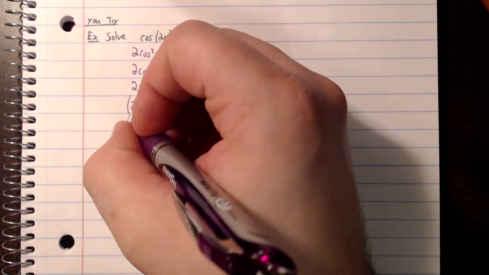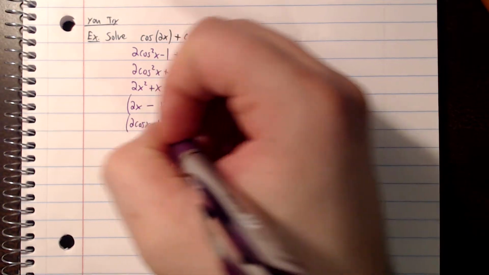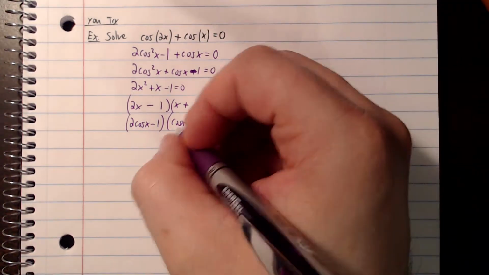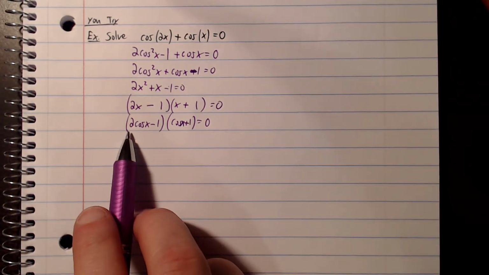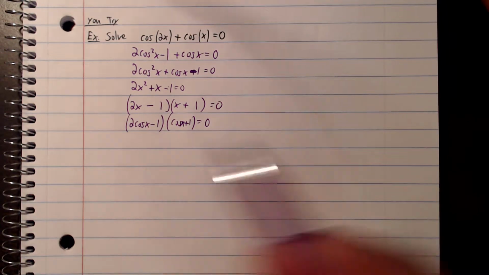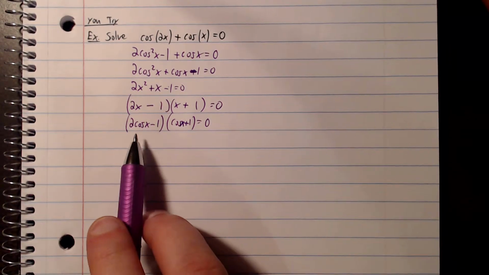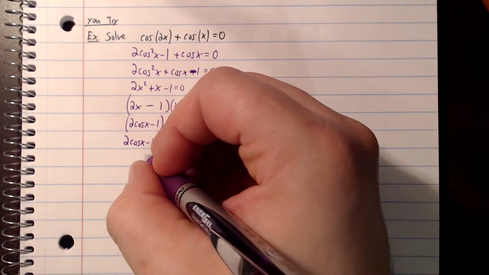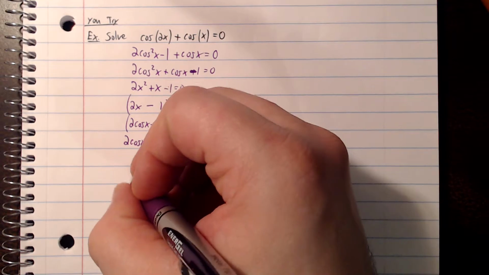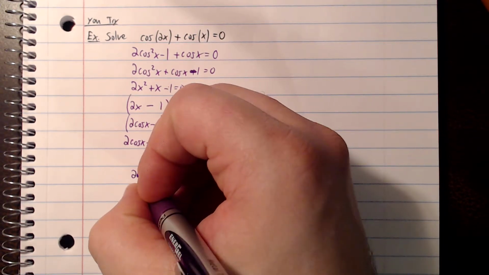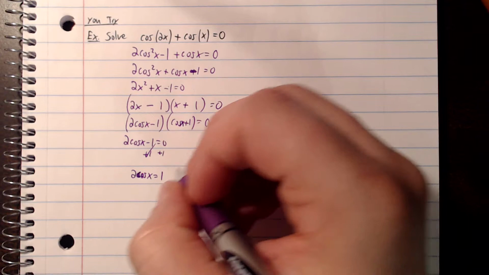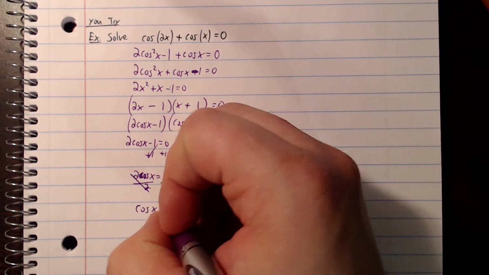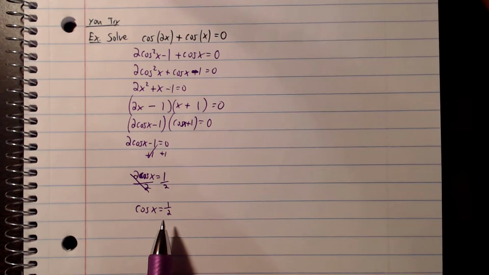We're going to change this back to cosines. Sorry, that's a little blurry. Okay, so once we have this factored, now we're actually in really a good position to solve, right? We're going to set each of these equal to 0. I'm going to have to add one here. Divide by 2. So our first solution, we're looking for wherever cosine equals 1/2.